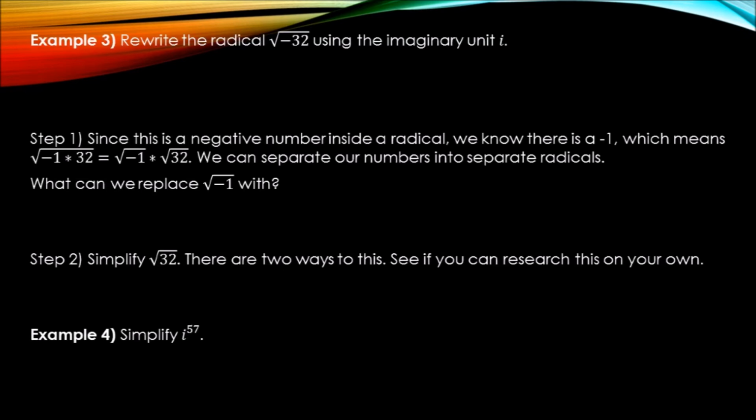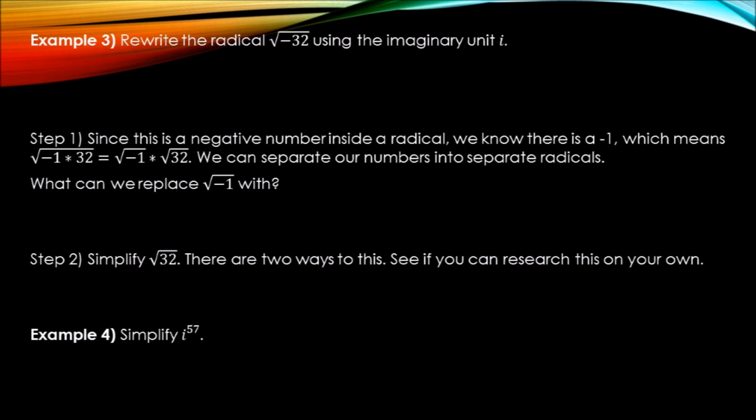Example 3. Rewrite the radical -32 using the imaginary unit i. Step 1. Since this is a negative number inside a radical, we know there is a -1, which means radical -1 times 32 equals radical -1 times radical 32. We can separate our numbers into separate radicals. What can we replace radical -1 with?